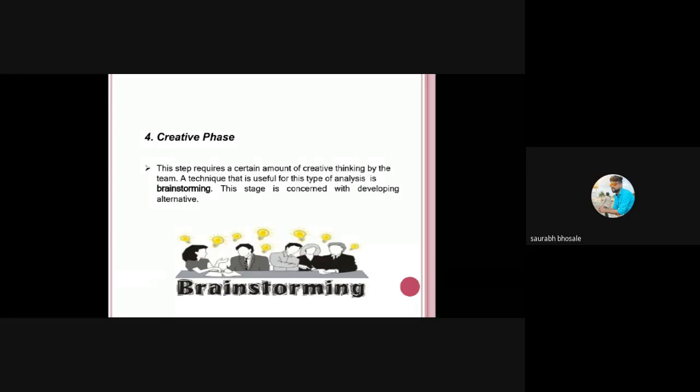Because of the problem solving, the creative phase is nothing but finding the solution for the desired problem. For that purpose, you should have sufficient knowledge, and you should have some creative thinking about problem solving methodologies. So under this creative phase there are two steps, that is nothing but conduct and generate.